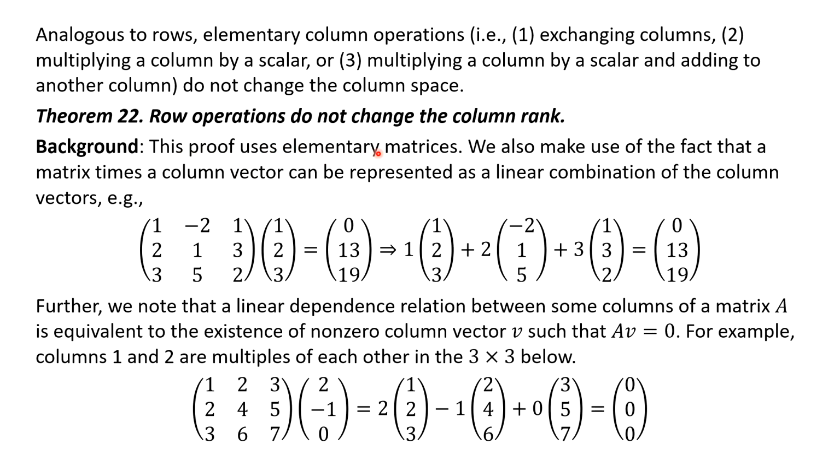This proof uses elementary matrices, which we introduced on the last slide. We also make use of the fact that a matrix times a column vector can be represented as a linear combination of the column vectors of the matrix. So we have here an example. We have a matrix times a column vector, and it equals another column vector. And we can write this left-hand side as 1 times the first column plus 2 times the second column plus 3 times the third column. And if you add these together, you'll get the same result as multiplying these two.